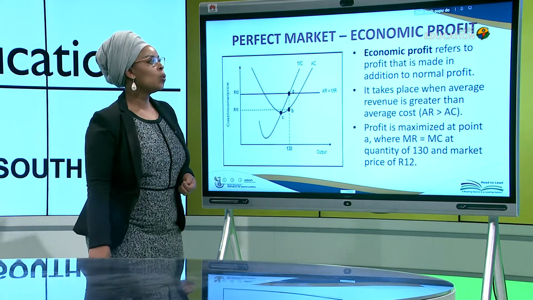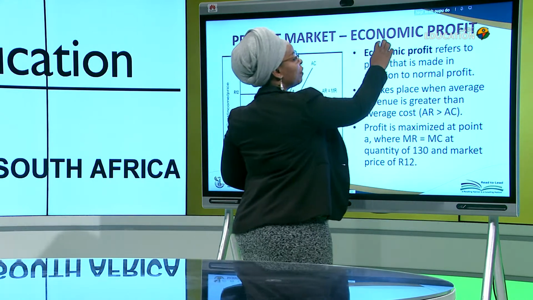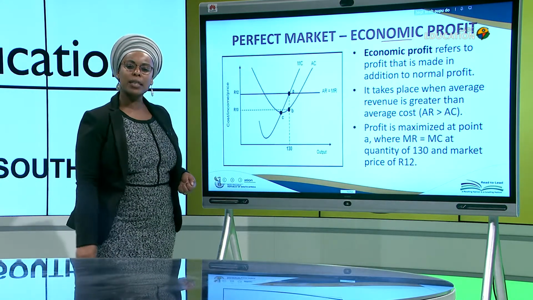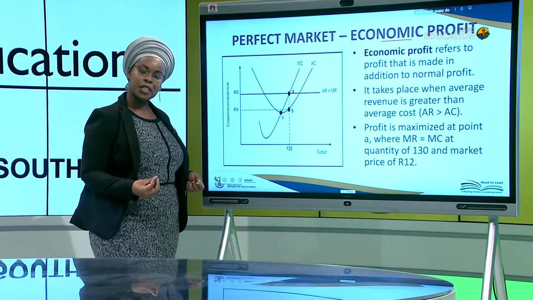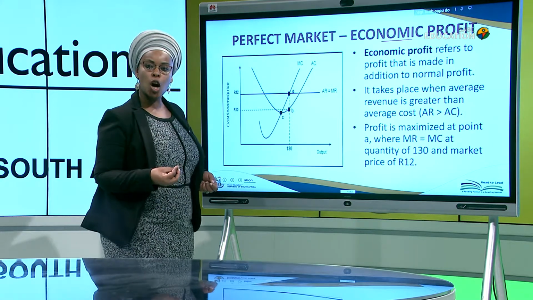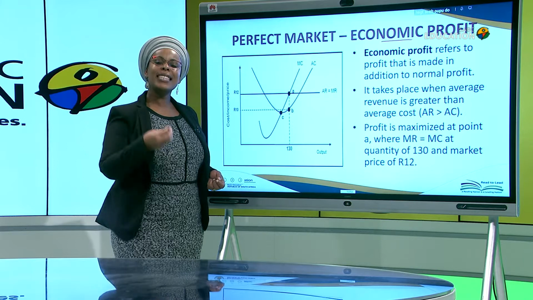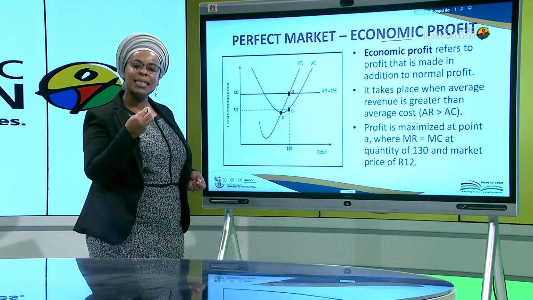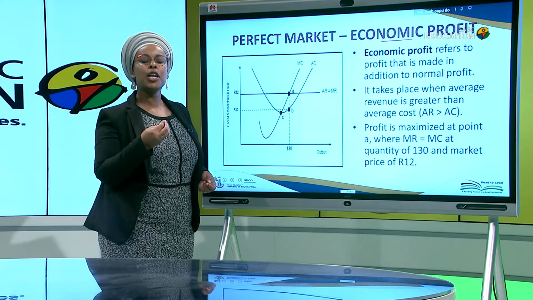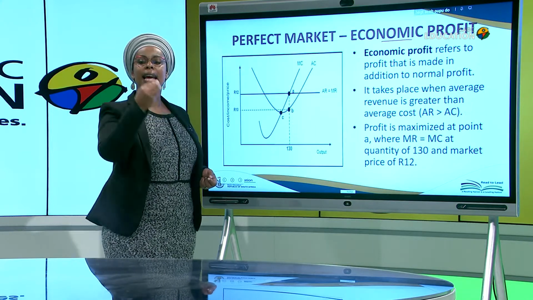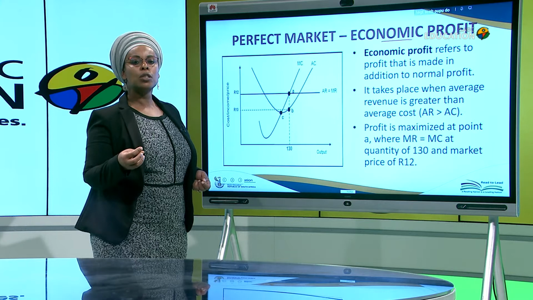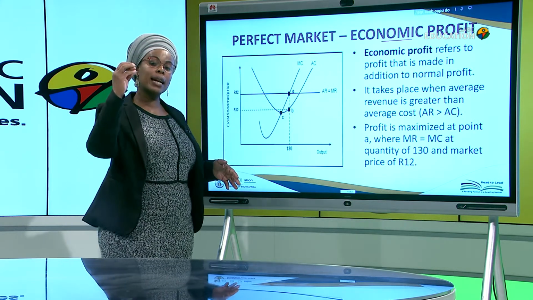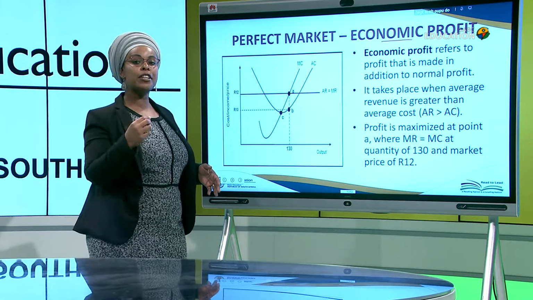Let's start with economic profit in the short run. Remember the essay type question. If the examiner asked you to draw the graphs which illustrate short-run equilibrium positions, then you will draw the graphs and even explain them. So you will draw the graph for economic profit, you will even draw the graph for economic loss and normal profit.